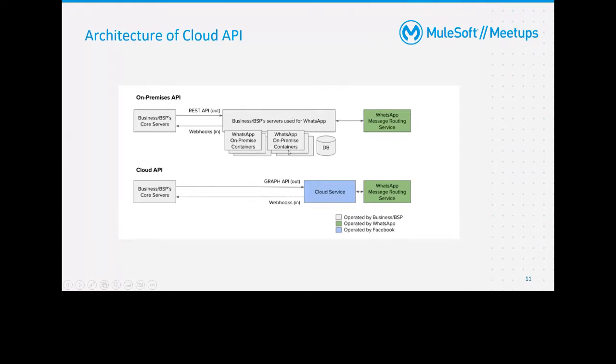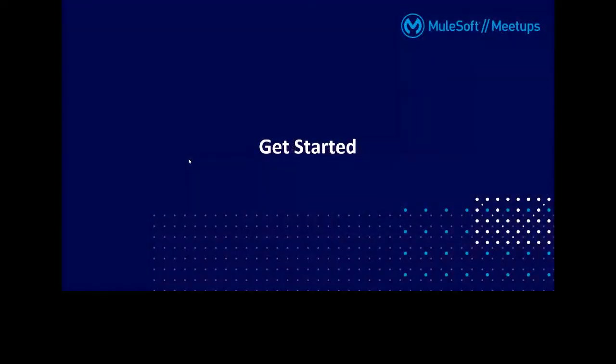You can see the WhatsApp on-premise container. All these servers were running on the business service provider, but now Meta is hosting this service, the WhatsApp Cloud API. You can see these servers are operated by Facebook. This is what changed with the introduction of the Cloud API. Let's move to the next slide.